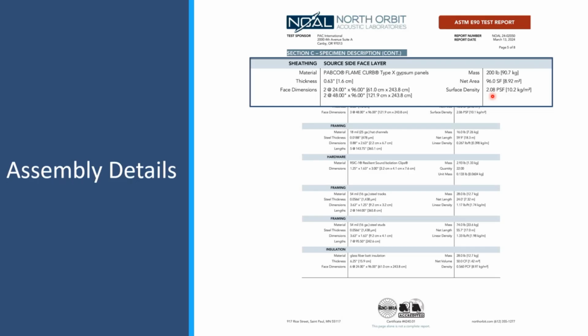If you look in our database for wall tests, we'll have some wall tests with RISA clips with type X drywall and some with type C. Type X tends to weigh around 2.2 pounds per square foot, although this Pabco gypsum is on the lighter side, it's 2.08. Type C drywall tends to weigh 2.4 pounds per square foot. So you'll see a little bit better performance out of type C versus type X. That could explain some slight differences between tests.